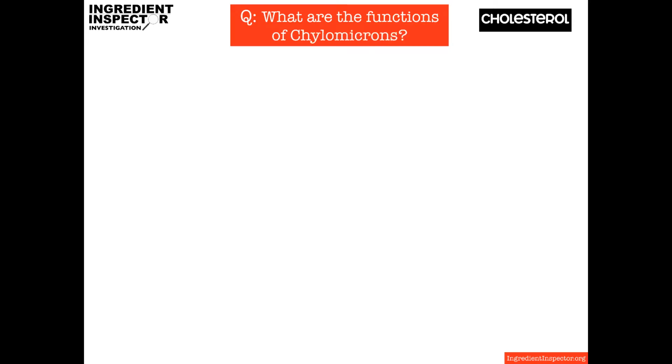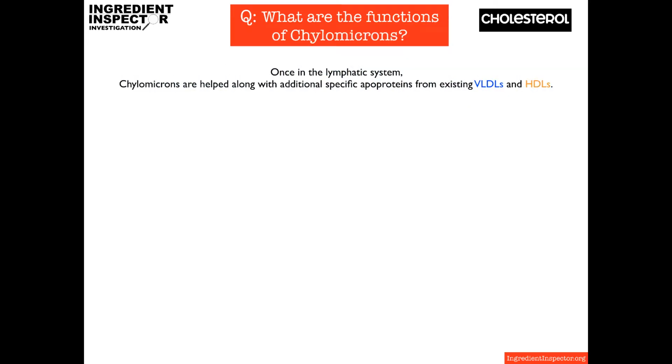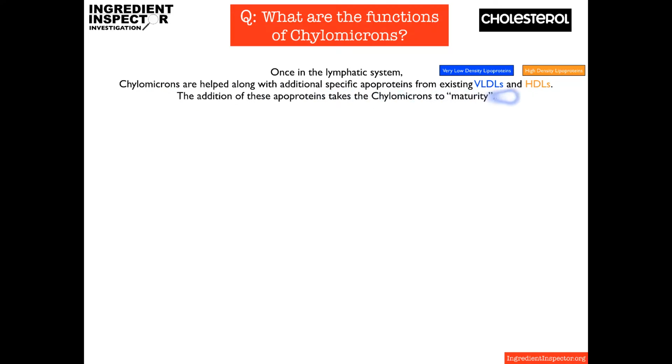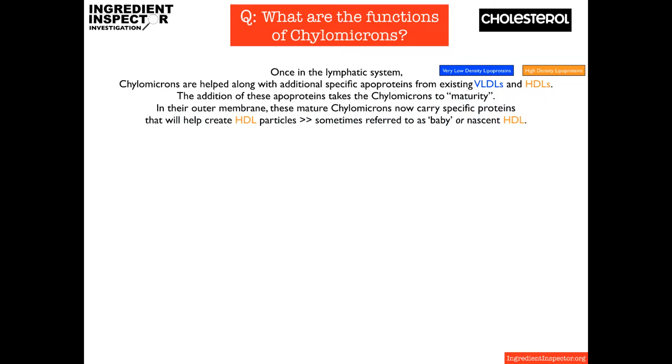What are the functions of chylomicrons? Once in the lymphatic system, chylomicrons are helped along with additional specific apoproteins from existing VLDLs, which are very low density lipoproteins, and HDLs, which are high density lipoproteins. The addition of these apoproteins takes the chylomicrons to maturity. In their outer membrane, these mature chylomicrons now carry specific proteins that will help create HDL particles, sometimes referred to as baby or nascent HDL.